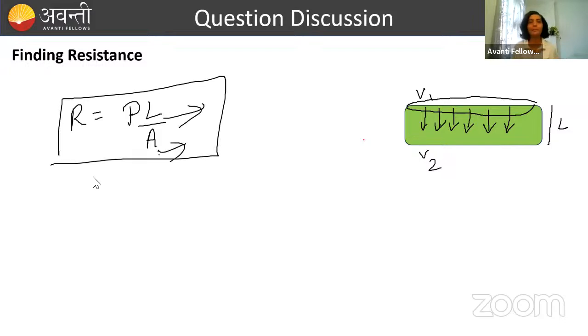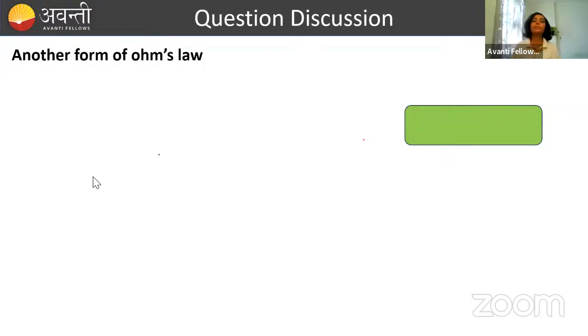We all know L is length, A is area. Which length, which area? That is important. Okay? Chalo, another form of Ohm's law. Again, this formula is very much important. That is why I have included it here.